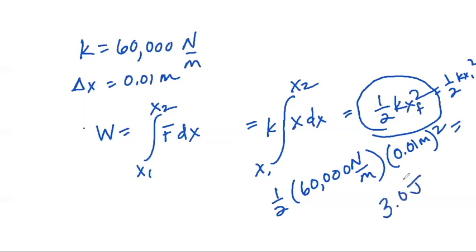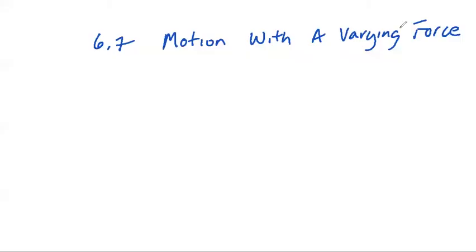3.0 joules. That's the answer. And this was example 6.6. Example 6.7 is called motion with a varying force.